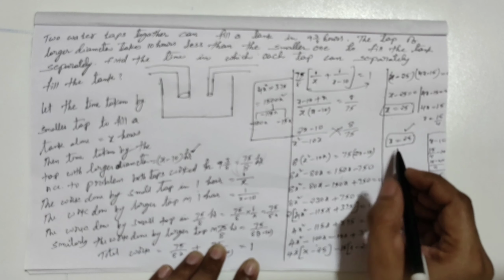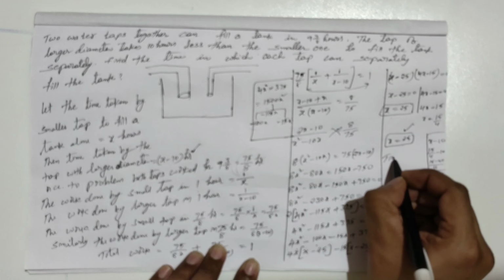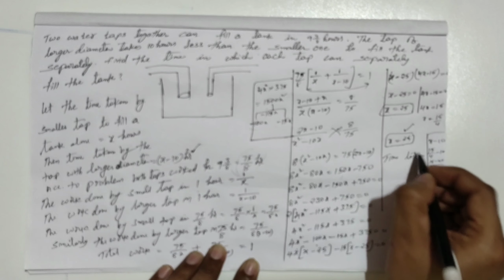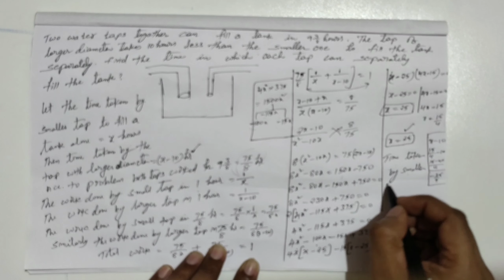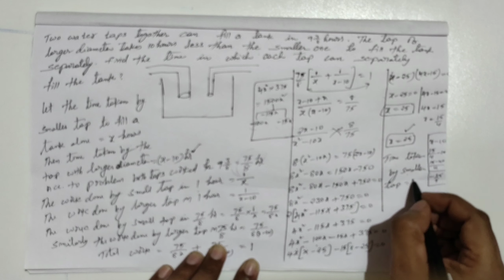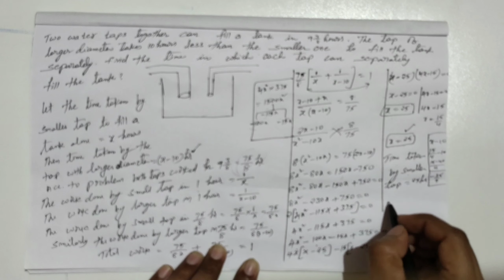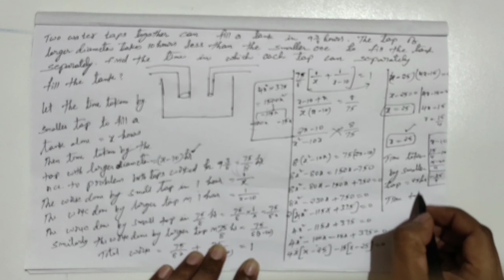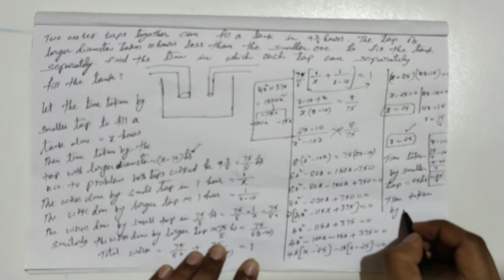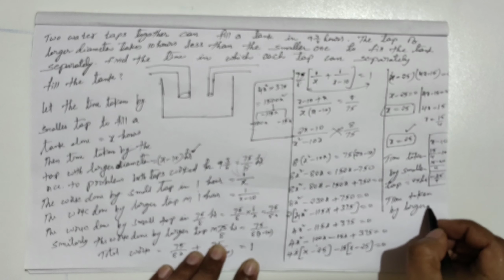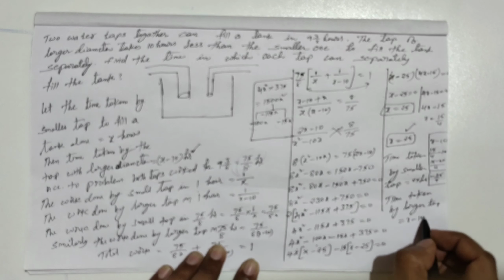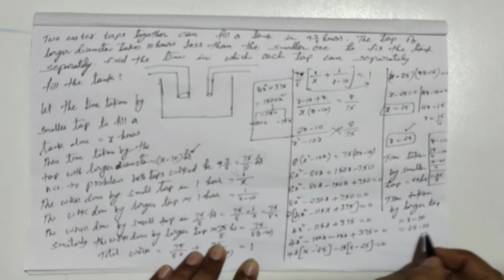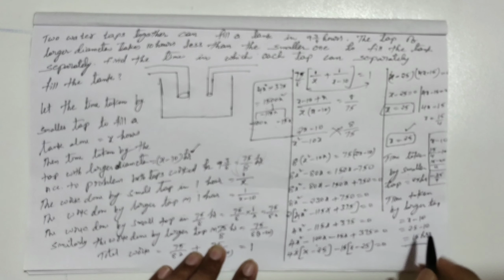Actually x is equal to 25 gives us the time taken by the smaller tap, that is 25 hours. Now the time taken by the larger tap, or larger diameter tap, is x minus 10, that is 25 minus 10. Simply we can write it as 15 hours. So in this way we have to do this sum.